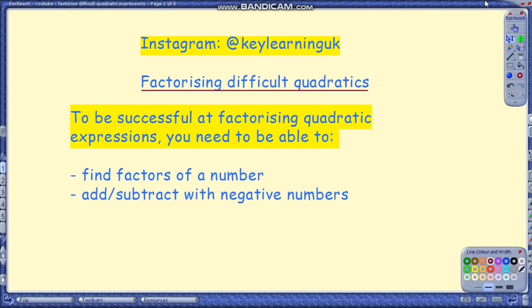Today we're going to be looking at factorising difficult quadratic expressions. And for you to be successful at factorising quadratic expressions, you need to be able to find factors of a number. So for example, factors of 10 are 1, 2, 5 and 10. So you do need to be confident with your times tables. And then you also need to be confident at adding and subtracting with negative numbers.